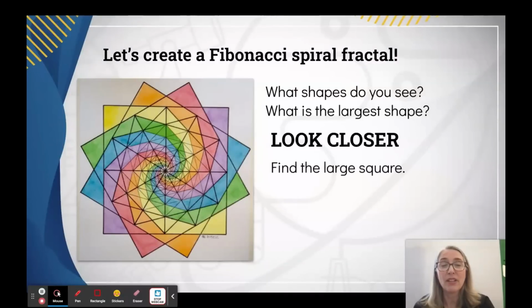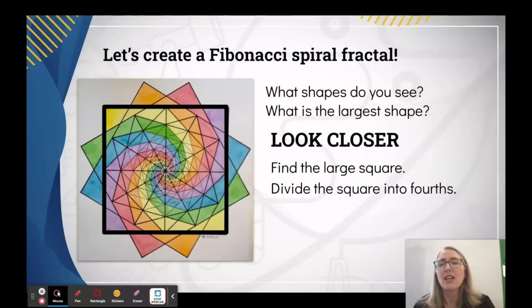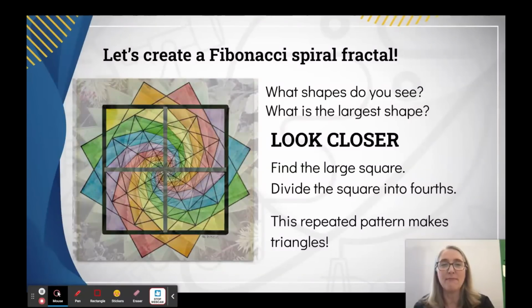Is that large shape, that largest square right there, that's how this whole pattern started. And then it just began to spiral. If you take that large square, you can look at it, divide it into fourths. This whole thing is made with just the square. Okay? And this repeated pattern, when it gets layered on top of each other when you draw it, that's what makes the triangles. And so this is going to look a lot like our succulent pattern that is a fractal and a Fibonacci spiral at the same time. Can you see that?